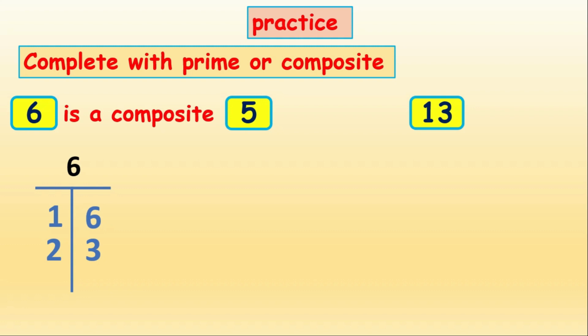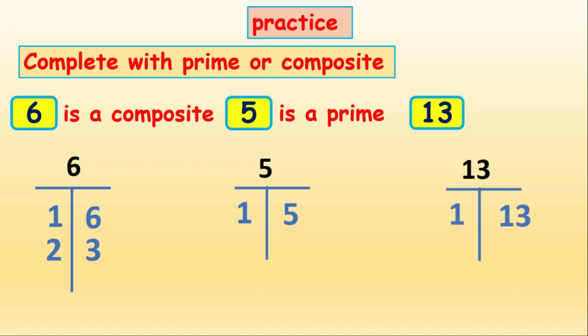The next one: 5 equals 1 times 5. Can you find any other factors? No. So 5 has only two factors, so 5 is a prime number. 13 equals 1 times 13. Can you find any other factors? Are there any numbers we can multiply to get 13? No. So 13 has only two factors, so 13 is a prime number.